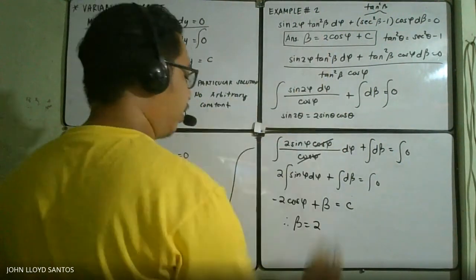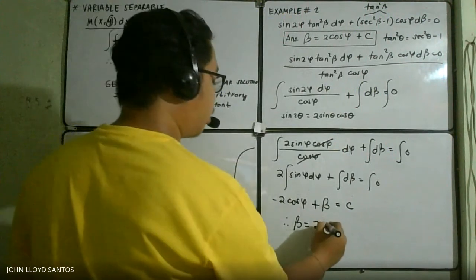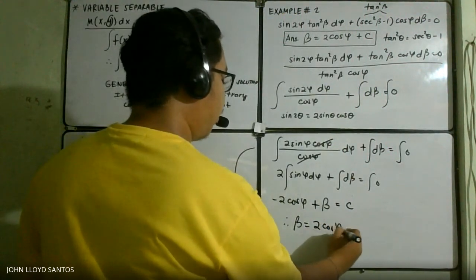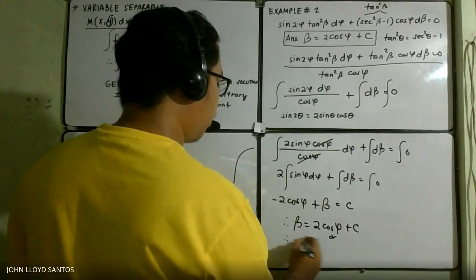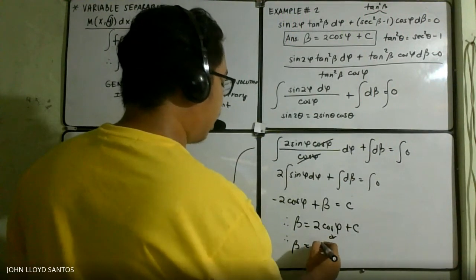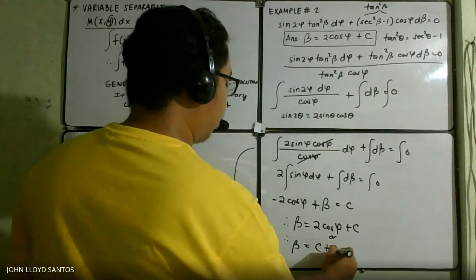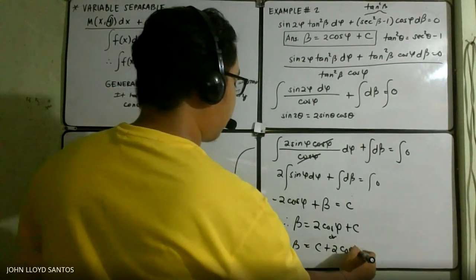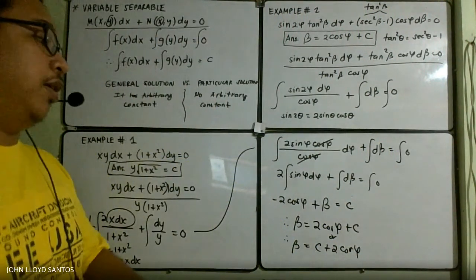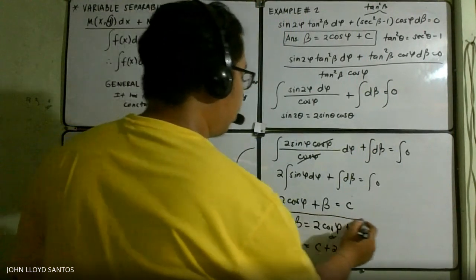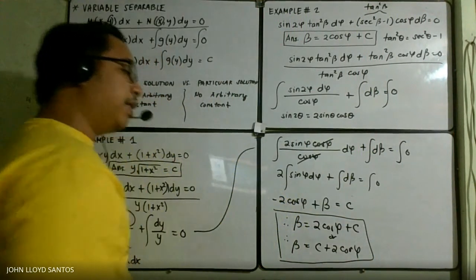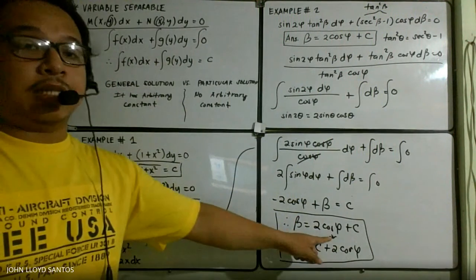Kasi dun sa problem na una, wala namang problem. Kung ilagay mo is 2 cosine phi plus c, or kung hindi mo naman naayos, okay lang. Kasi rules naman tayo ng addition, di ba? Pwede naman na magkabaligtad, it's still parehas pa rin. So, the solution of that differential equation is beta is equal to 2 cosine phi plus c.